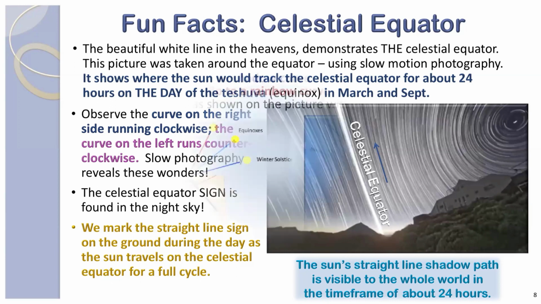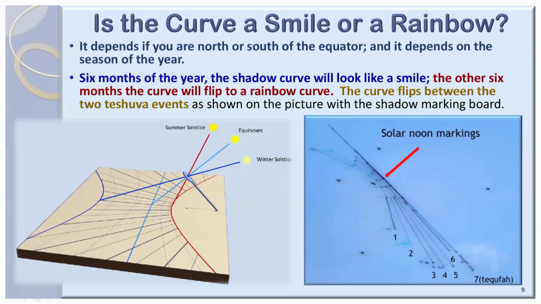So let's take another look here. Is the curve a smile or is it a rainbow? What do you think? The curve that you're going to mark, is it like a smile or a rainbow? Well, you know what? It depends if you are north or south of the equator, and it depends on the season of the year. Six months of the year, the shadow curve will look like a smile if you're marking, and the other six months, the curve will flip to a rainbow curve.